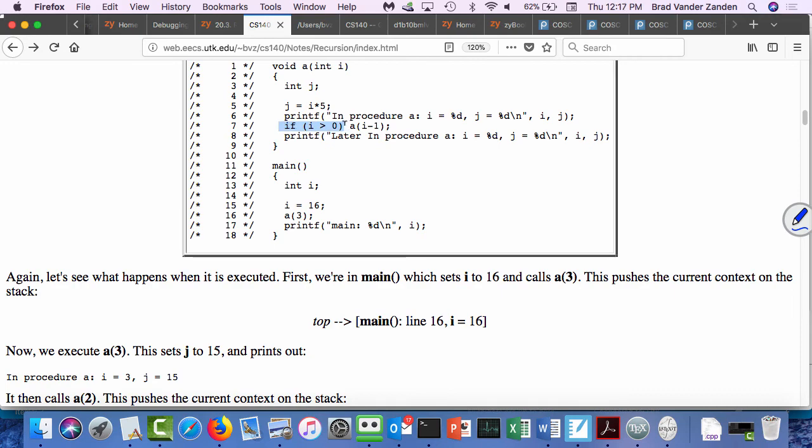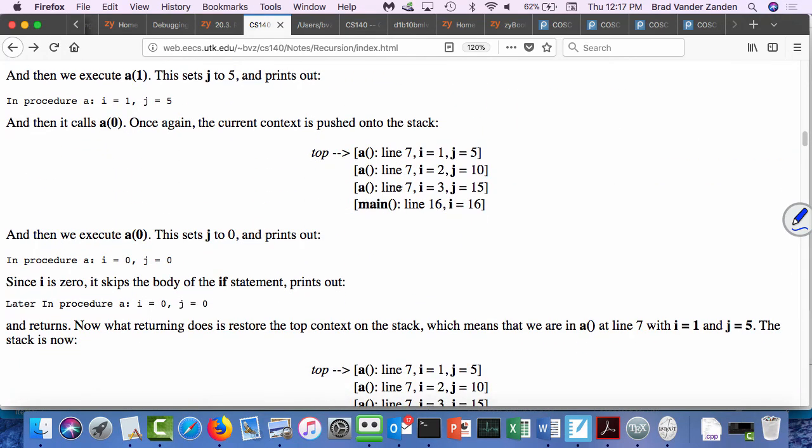Now, with recursion and with programs in general, it can be a little hard to see what's going on. That's why we encourage you to often use GDB. So I'm going to show you the same program using GDB.